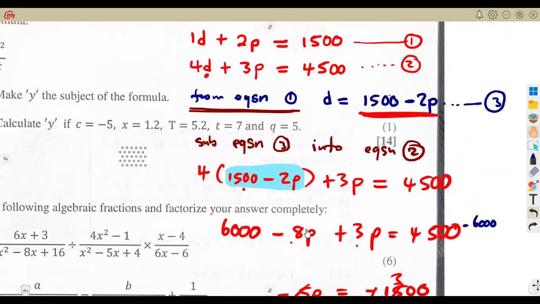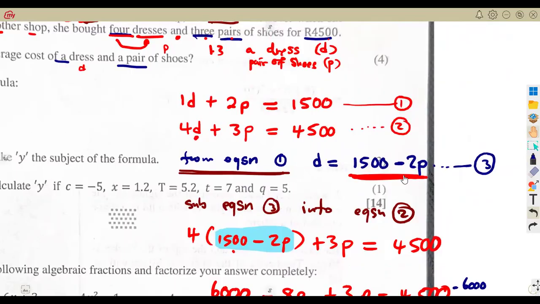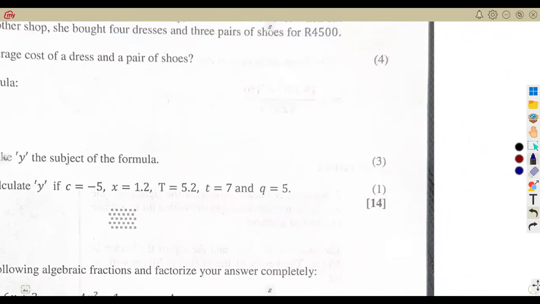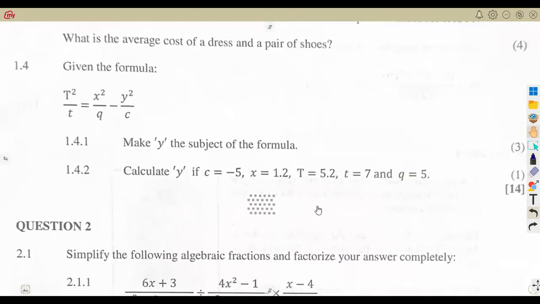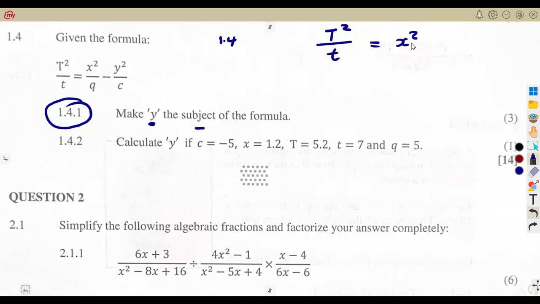So there, it was the issue of formulating equations from the statement that you're given, which was leading us to simultaneous equations. All right, let's see another part on 1.4. You are given this formula, and they want you to make y the subject of the formula, given that t squared over t is equal to x squared over q minus y squared over c.